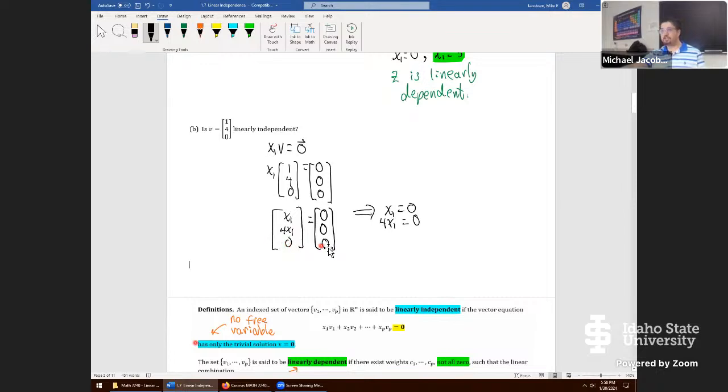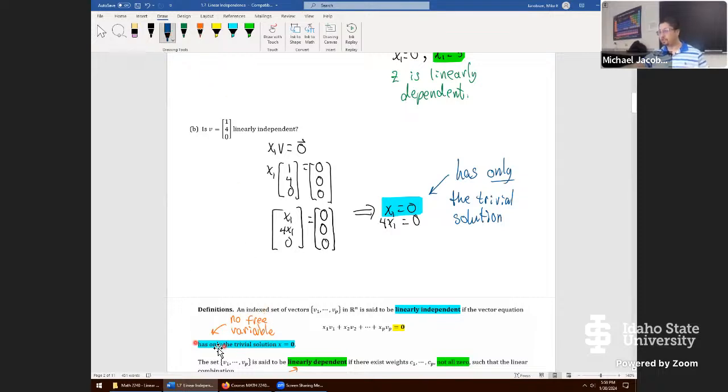And there's no new information here. They're already equated to each other, so we don't worry about it. However, when we come over here, it's already solved. We said directly x1 is 0. There's nothing else you can do here to make this equation correct. You have to set x1 to 0. And that means this has only the trivial solution.